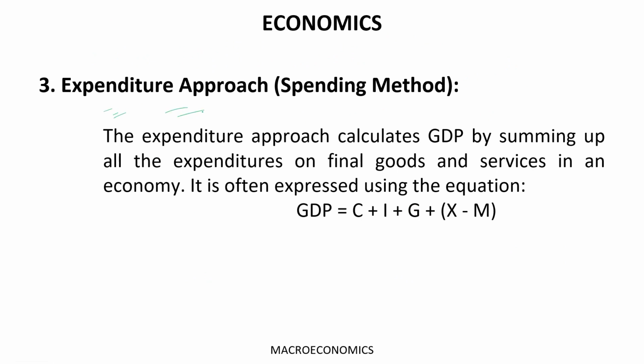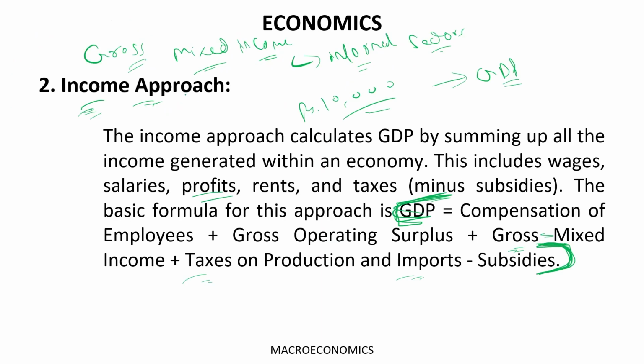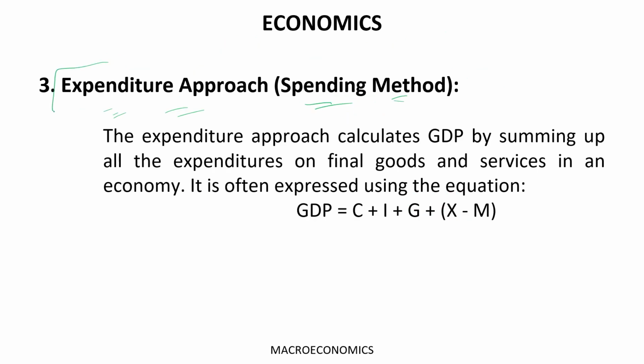Now we have the expenditure approach, which is also known as the spending method. In the previous method, we discussed the value added during the phases of production from field to the customer, and we found that all the income earned by the various factors is considered to be GDP. But in the expenditure approach, basically, we conclude the expenditure, or you can say the spending, of people.